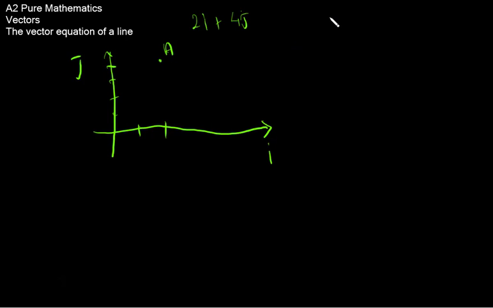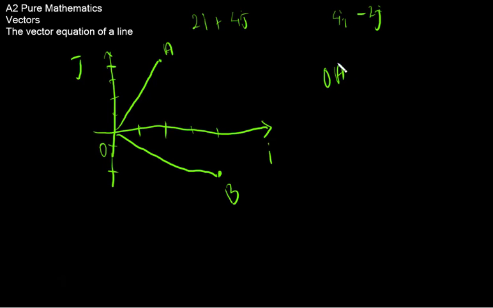Let's say there's also point B, and B is equal to 4I minus 2J. So 4I, 1, 2, 3, 4, and minus 2J, 1, 2. So this is B. And here we have the two vectors: the origin is O, and the vector OA is simply 2, 4. And vector OB is 4, minus 2.